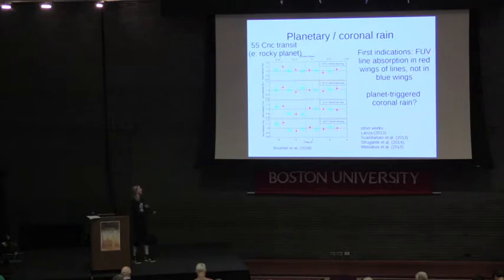It's interesting stuff. Other things that have been reported recently are UV variations in line fluxes in one half of the line, basically, not in others, that occur around the transit of exoplanets, which were interpreted as mild hints for something like planet-triggered coronal rain. So this is all really interesting stuff.